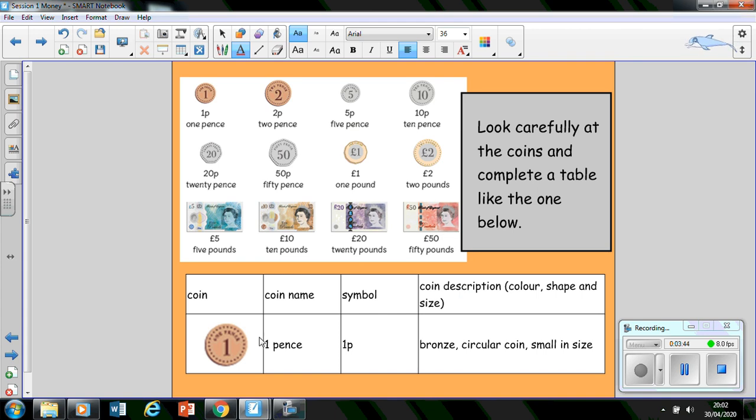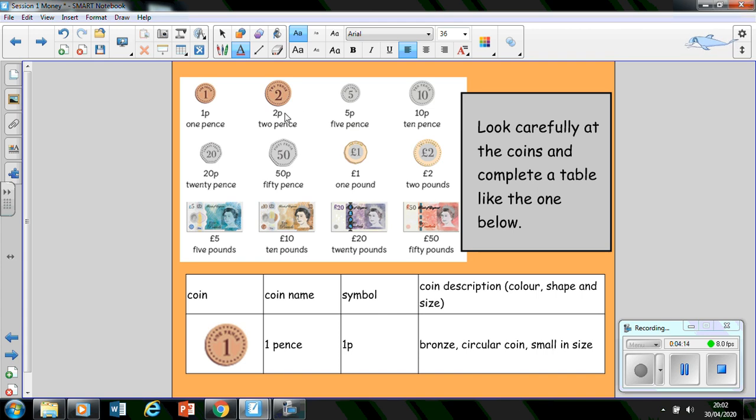So, for instance, I've got the coin 1 pence. I've written its name, 1 pence. I've also written its symbol, how you represent it when you're writing it: the digit one and the letter P next to it. And then in the last column, I've written its description. I've thought about its color, shape, and size, and I've said it's bronze in material, it's a circular coin, it's small in size, it's the tiniest coin.